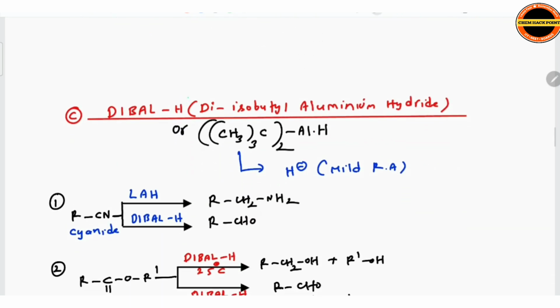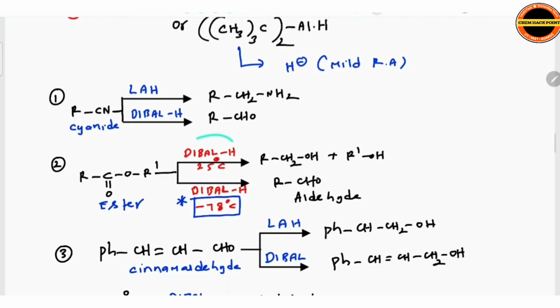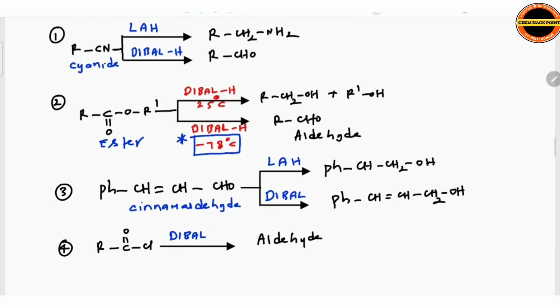Diisobutyl aluminum hydride, DIBAL-H. Diisobutyl aluminum hydride produces H minus and is a mild reducing agent. Cyanide on reaction with LiAlH4 gives amine. Cyanide on reaction with DIBAL-H gives aldehyde. Being a mild reducing agent, it stops at the aldehyde stage itself. Ester on reaction with DIBAL-H at 25 degrees Celsius gives alcohol. At minus 78 degrees Celsius it gives aldehyde. Important: temperature minus 78 degrees Celsius gives aldehyde.